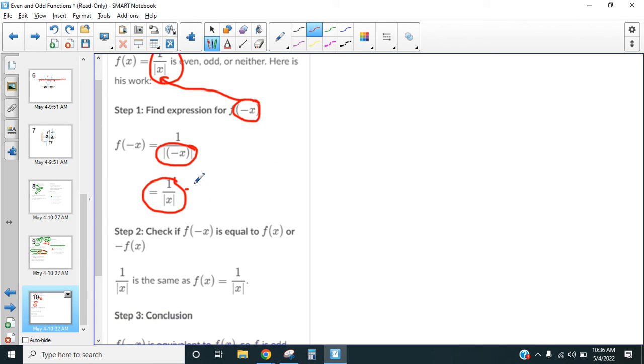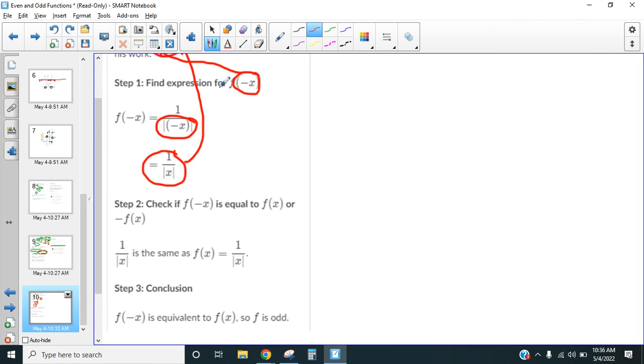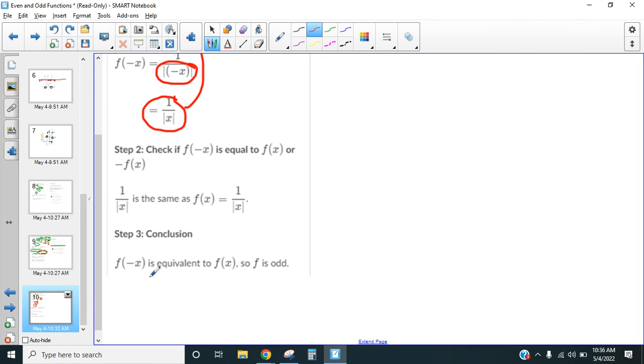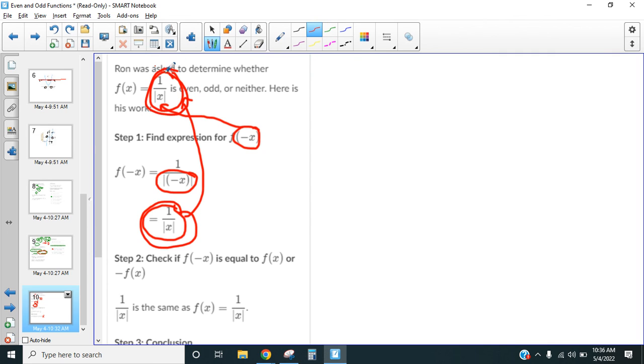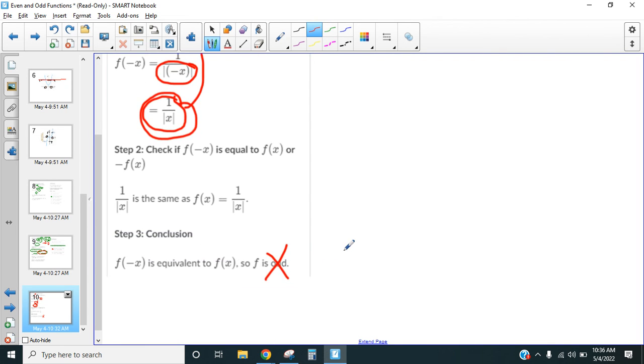Is it the same? Yeah, it's the same. It's the same as the original. But then the statement down here says it's equivalent to that, so it's odd. No. If we end up with the exact same function as we did in the beginning, that's an even function. So that third statement is incorrect. So we would have said step 3 here is the one that's wrong.